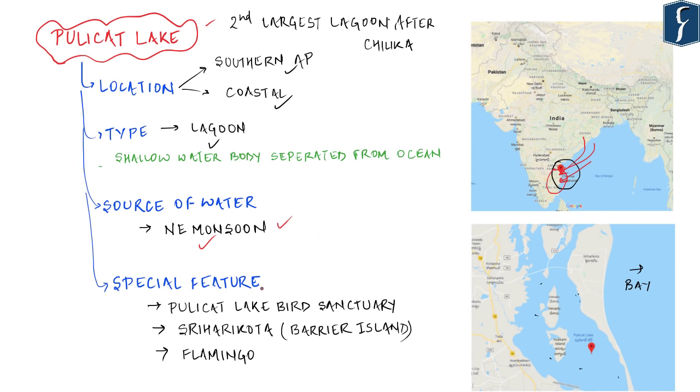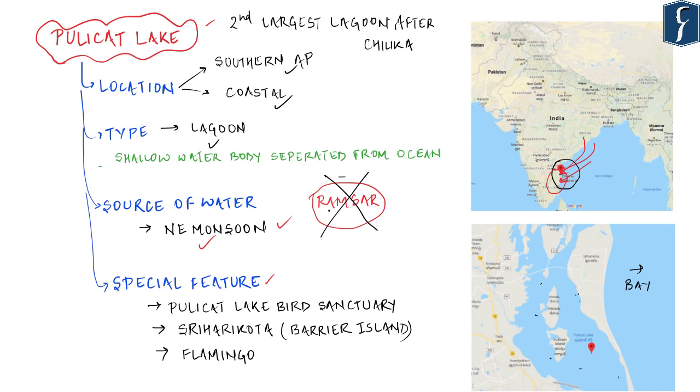Now, some important or special features to be remembered as far as the Pulicat Lake is concerned, that it houses Pulicat Lake Bird Sanctuary. We just discussed that it also houses Barrier Reef Island known as Sriharikota, which is also Satish Dhawan Space Center, and it is a special attraction for tourists and bird lovers as it receives inflow of migratory birds and also flamingos. One important piece of information with regard to Pulicat Lake is that it is not a Ramsar site.